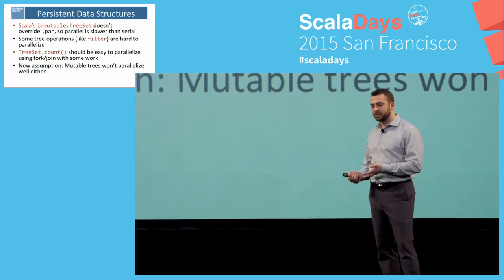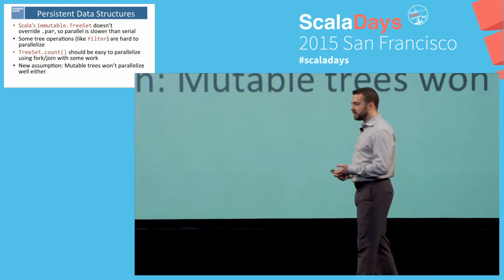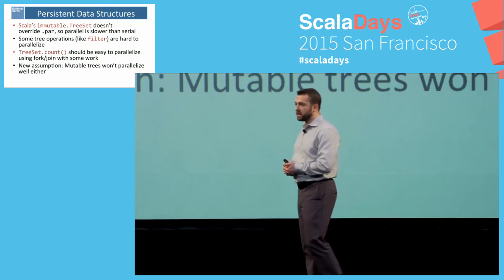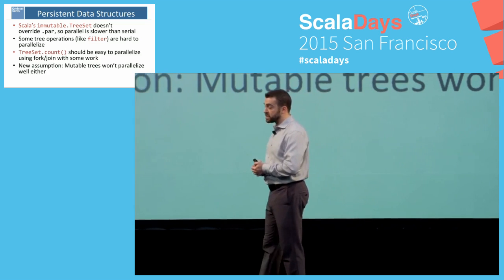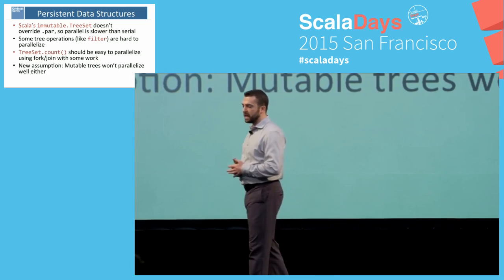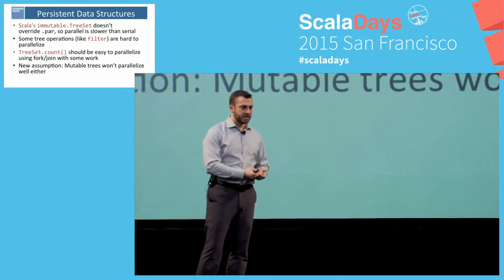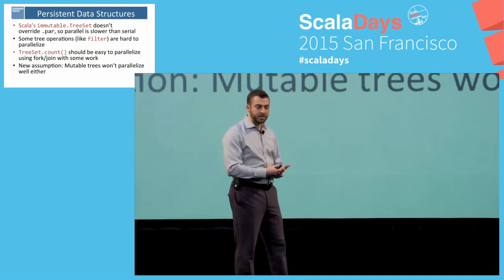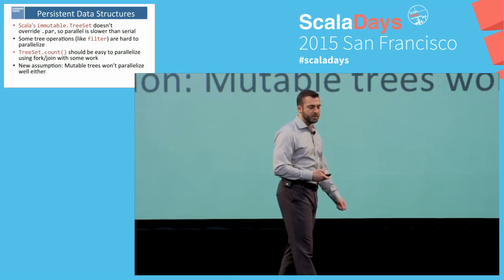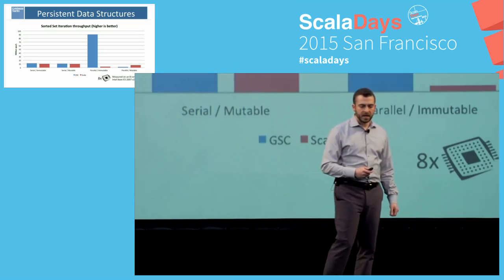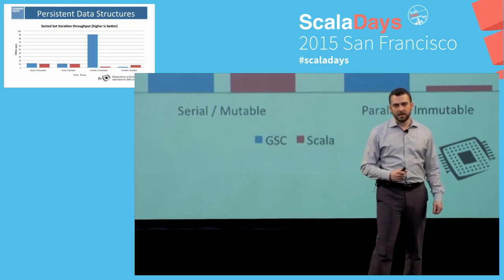But other ones like count should be parallelizable. And my hope would be an implementation of par that is at least no slower for methods like filter and is faster for things like count. So once I saw this performance of the immutable sorted set, I figured that the mutable trees wouldn't parallelize well either. And that was in fact the case.